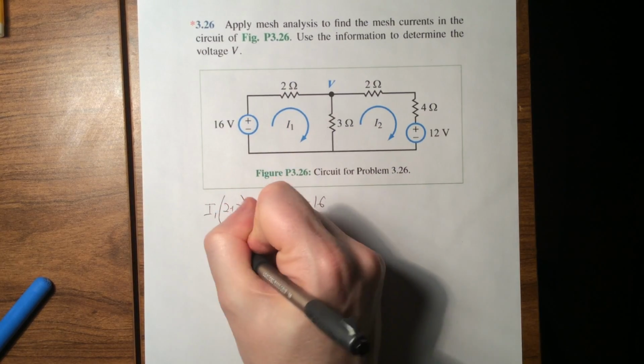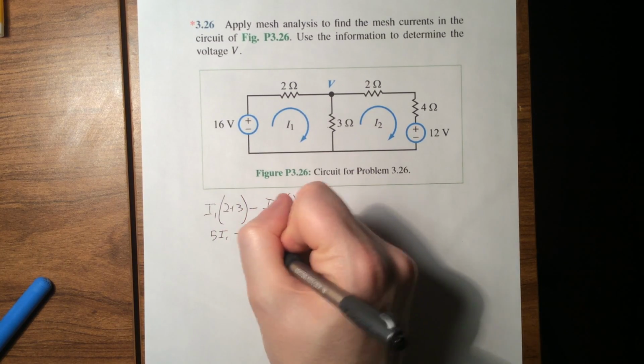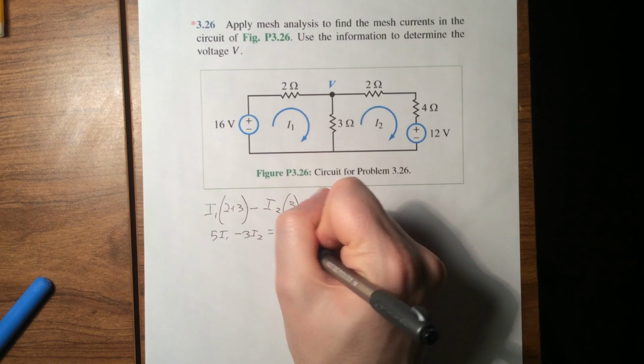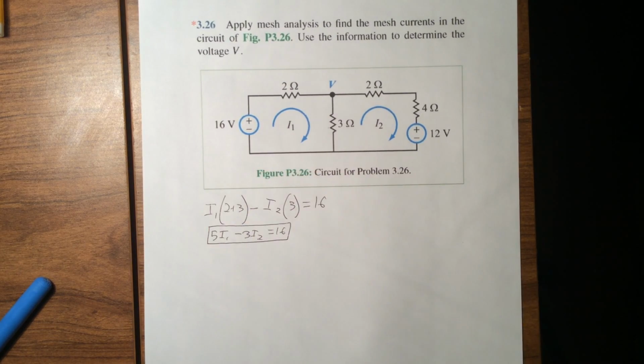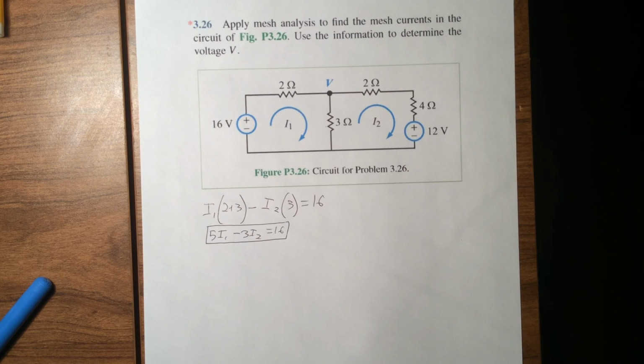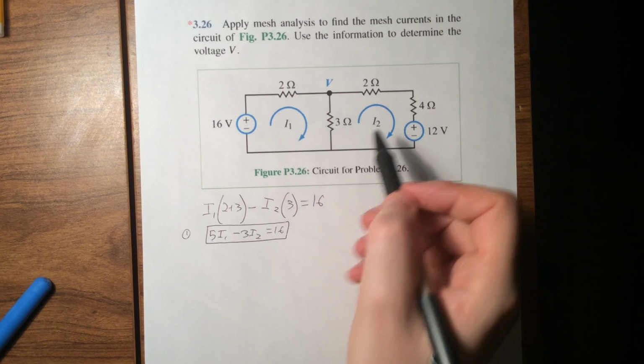But it's going to come out to 5I1 minus 3I2 equals 16. Okay, and that's our first equation. One, boom. We have two equations because we have two unknowns. So what's our second one?